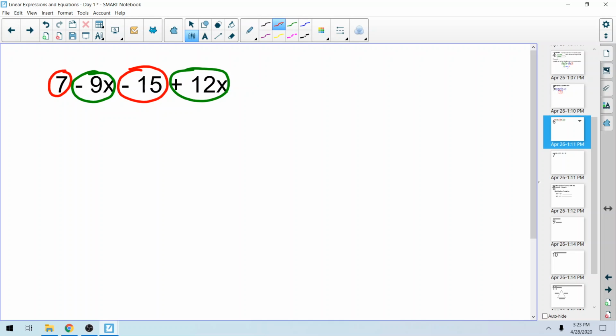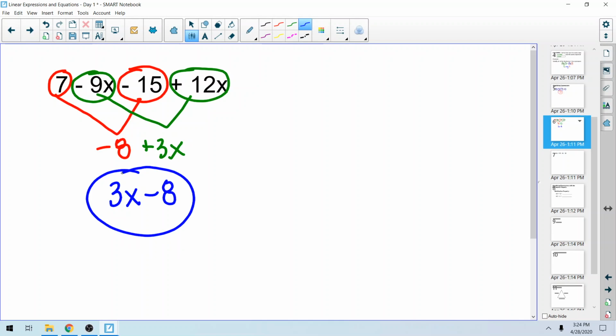Now, when I add the reds, I have a 7 minus 15, or you can think of it as 7 plus negative 15. So 7 minus 15 is negative 8. Then I have a negative 9x plus 12x. Again, ignore the x. All you're doing is negative 9 plus 12, which is 3. So positive 3x. Now that's a great answer, but standard form, you always put your variable first and your constant last. So we're going to rearrange it into a positive 3x minus 8, and you're done.